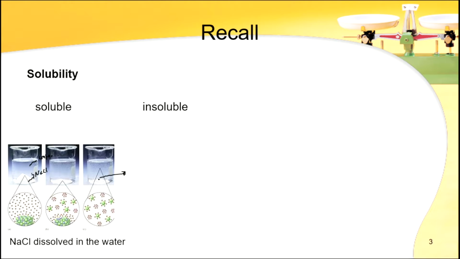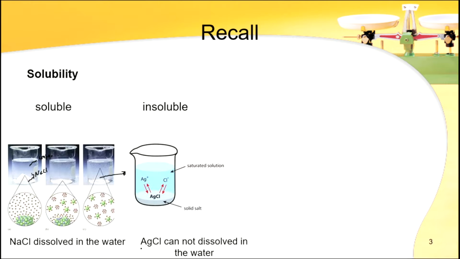And then insolubles. What is meant by insolubles? For example, HgCl. HgCl cannot dissolve in the water. That is the solid of HgCl. Even if we stir the mixture of HgCl and water, the solid of HgCl cannot dissolve in the water.